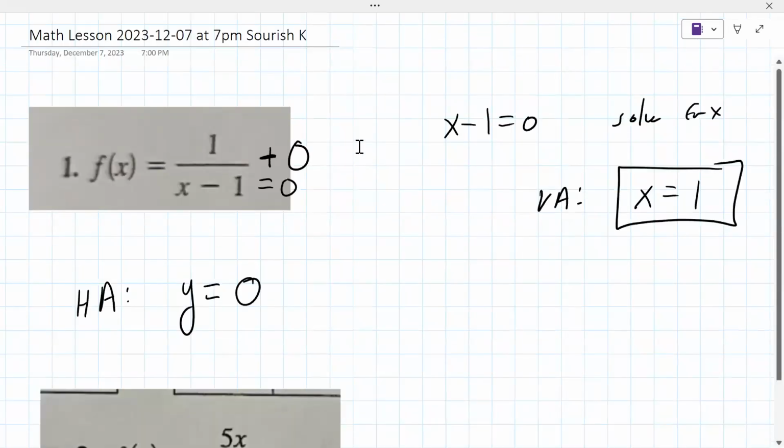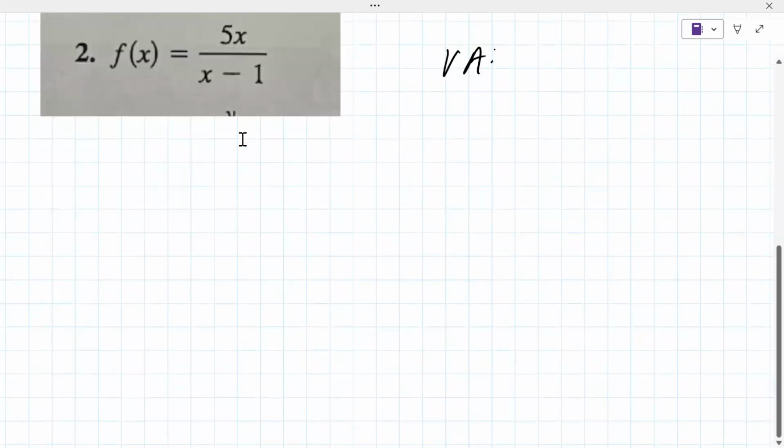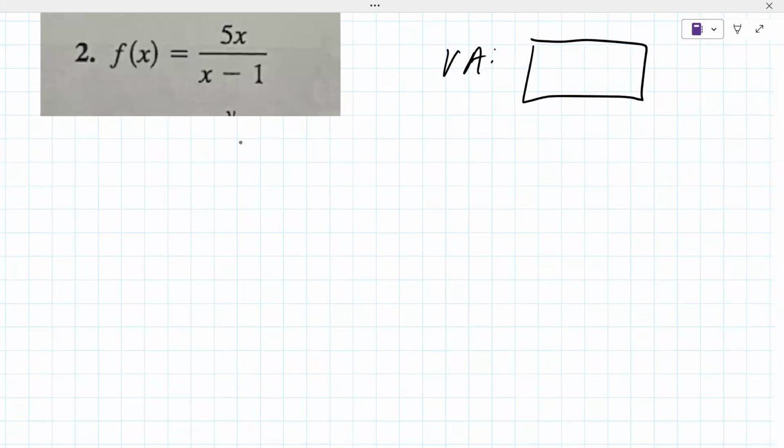What did we do in the first problem here? We set x minus 1 equals 0. The bottom, you set the bottom equal to 0. X minus 1 equals 0. Okay, so what is the equation of the vertical asymptote when you solve for x? X equals 1. Good.